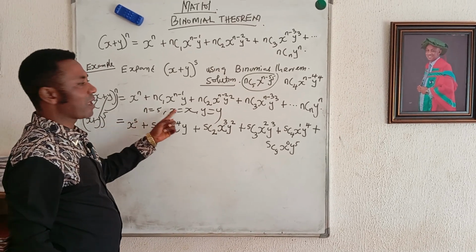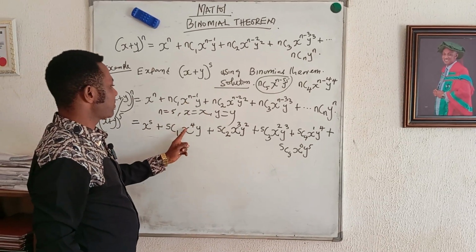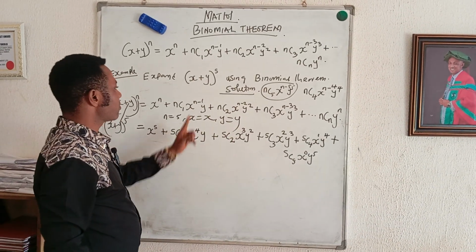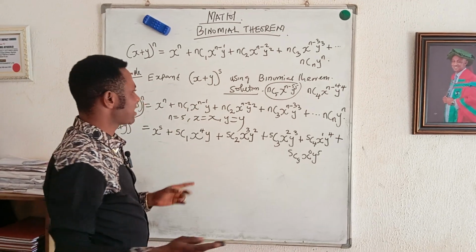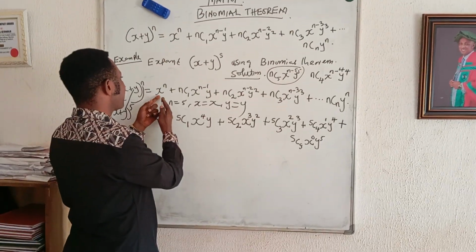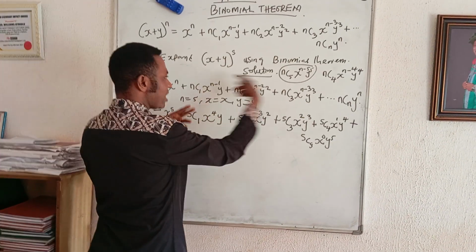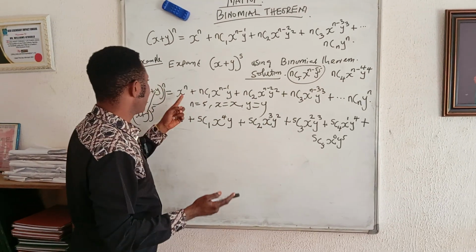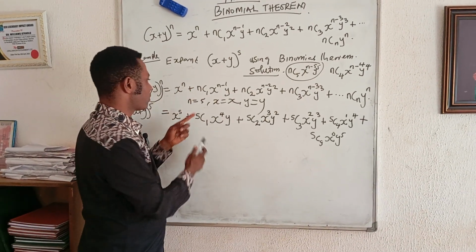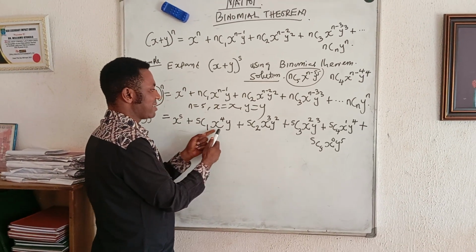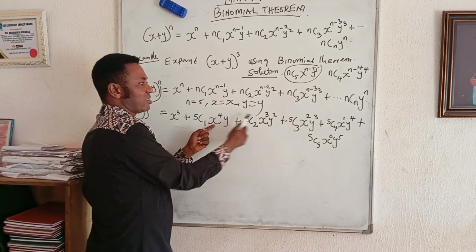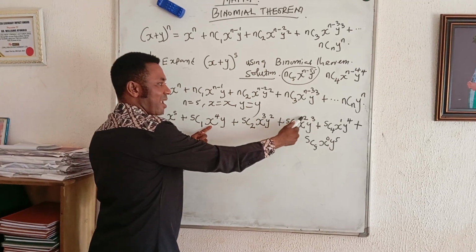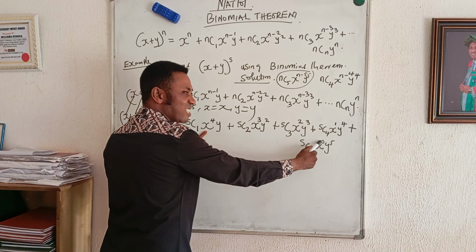I want to tell us one secret about how to generate this formula. If you check very well, your x reduces while y increases. That is why when you can get the first 3 terms, 1, 2, 3, others you can generate them. Look at it now. x power 5 here. The next is what? 5 combination 1, x power 4. See here, x power 3, x^2, x^1, x^0.